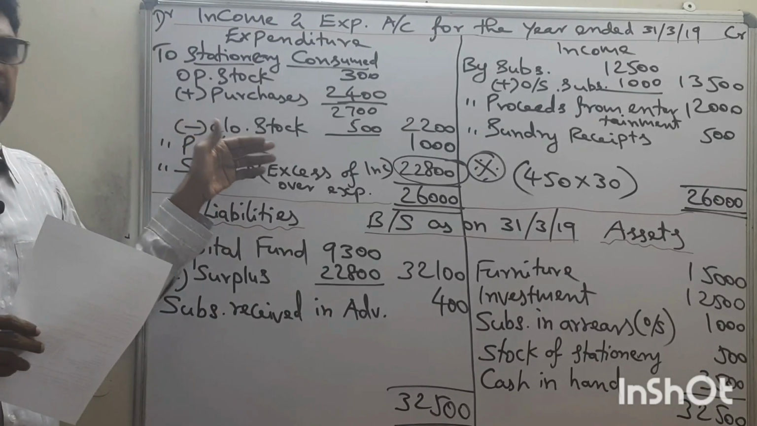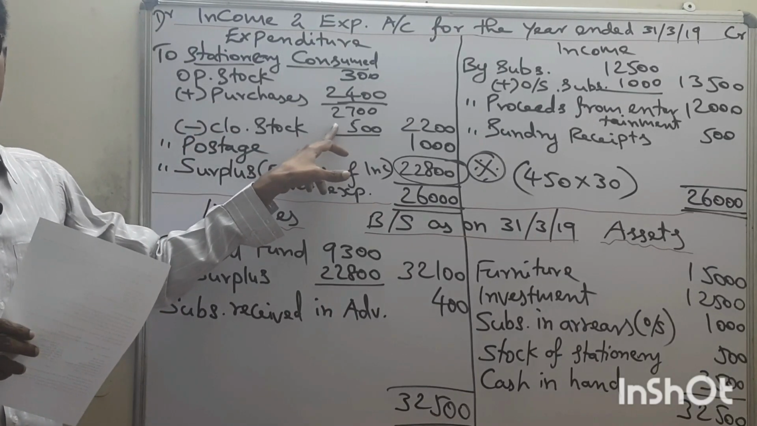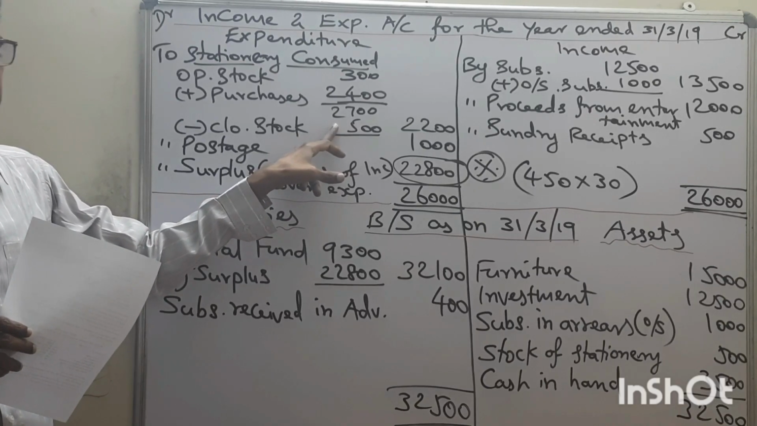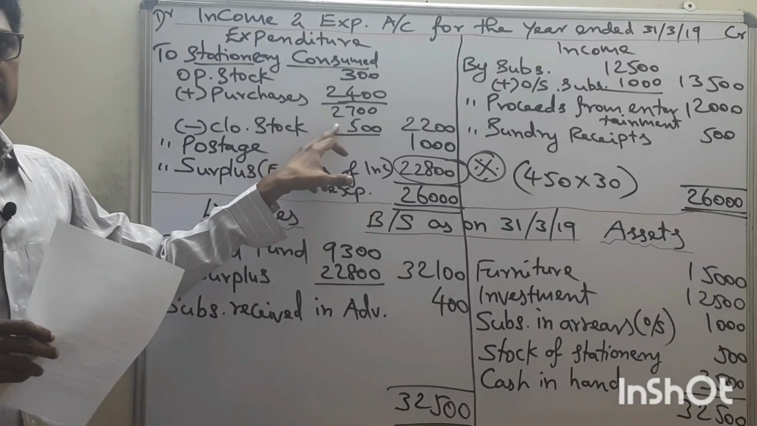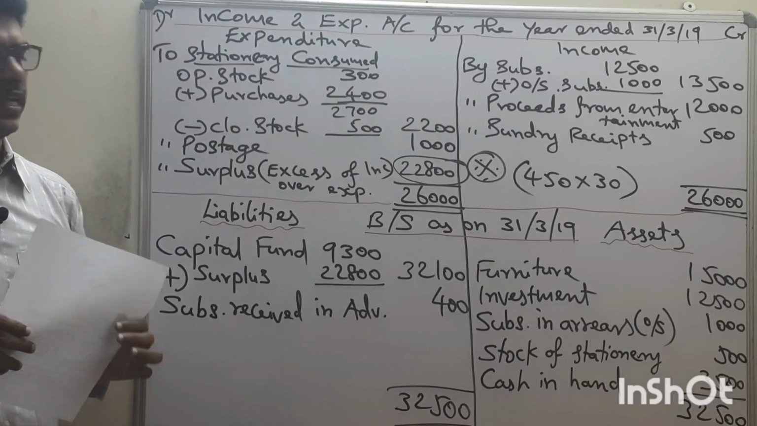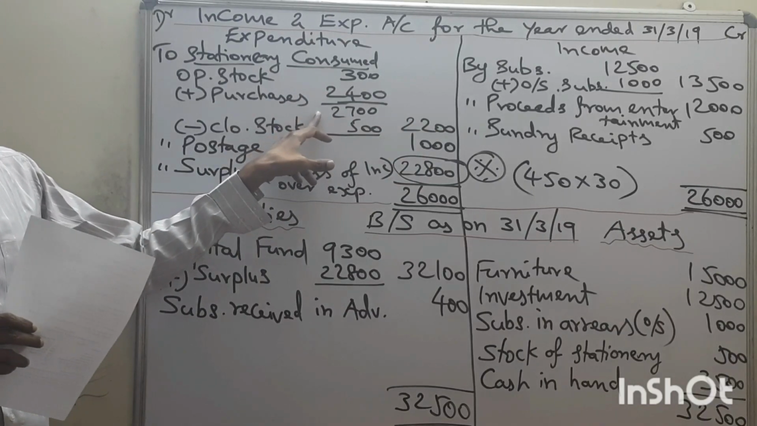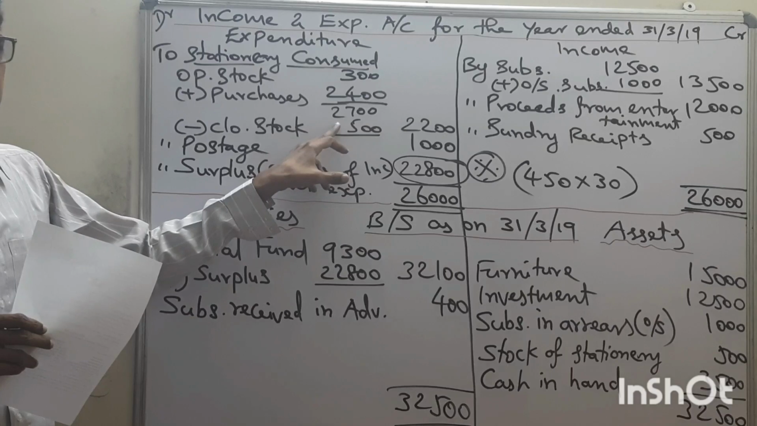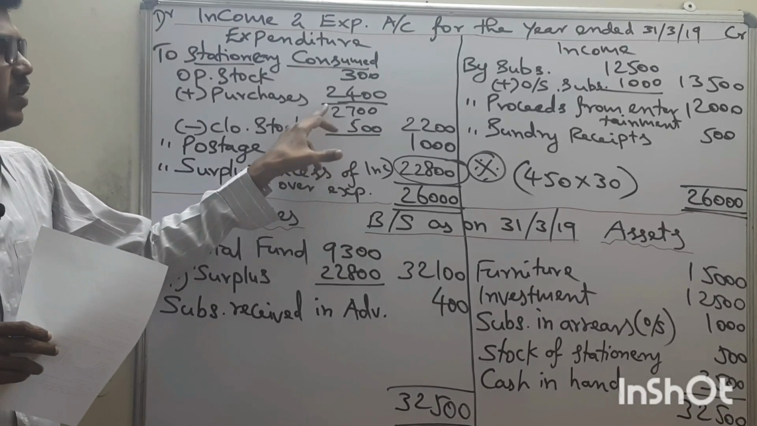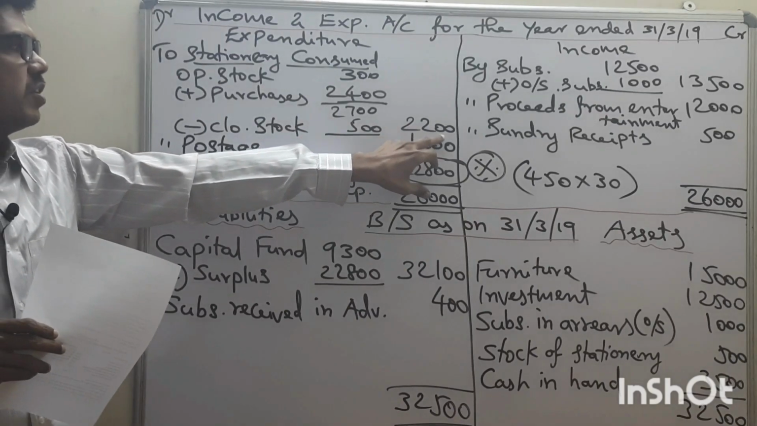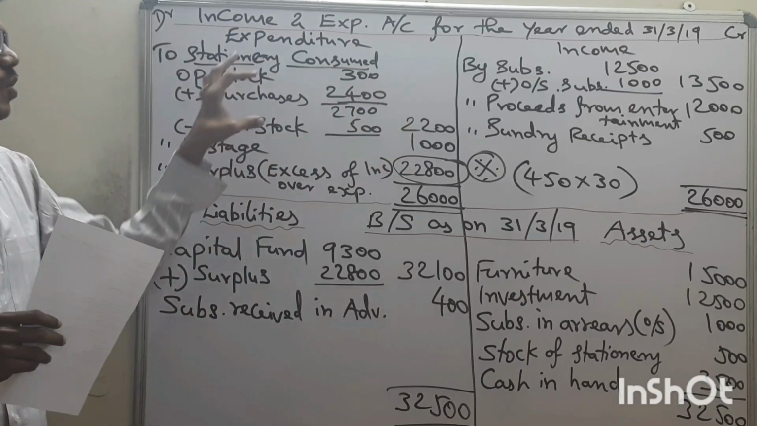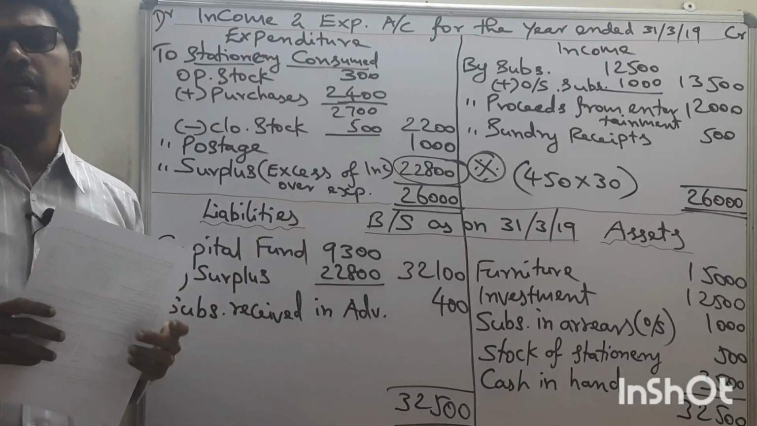At the end of the year, they come to know that they have only 500 worth of stationery in stock. So this is the data available. By subtracting, we can understand the difference between these two values is the actual consumption. 2700 was available, and only 500 is in stock at the end of the year. So the difference is actually consumed during that year. 2700 minus 500 is 2200.